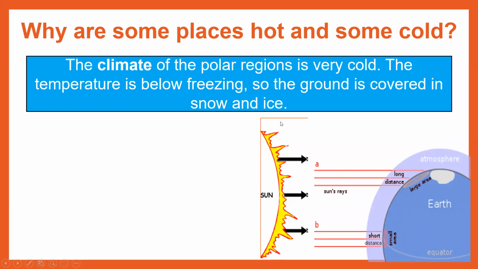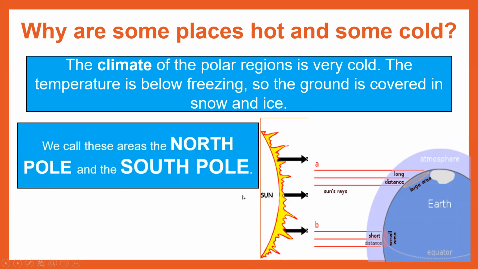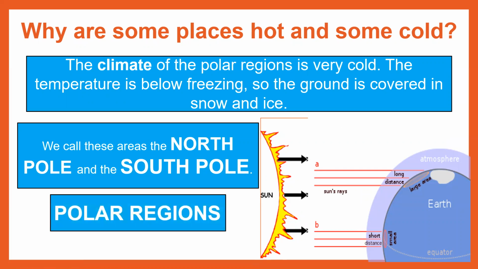So the climate in polar regions is very cold. So well done if you got that right in the last slide. The temperature is below freezing. So the ground is covered in snow and ice. We call these areas the North Pole and the South Pole. And together they are the polar regions.